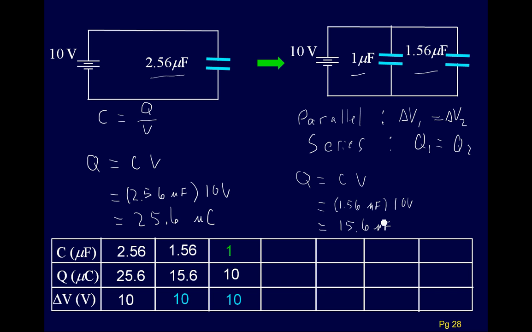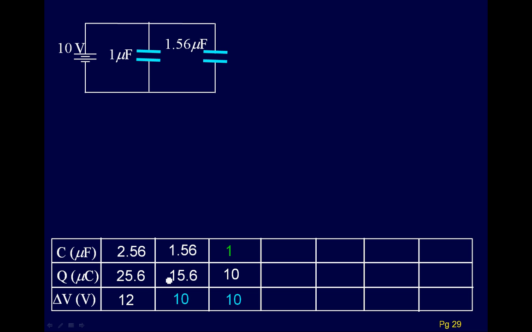Now one thing that's really important is you can check yourself here. If you look at these two charges, the charges aren't the same, but if I add up the two charges, it should equal the charge that was on the original one. So you can always go through and check yourself, make sure you didn't make a mistake, which is nice. So now we've got this part, and that's just where we left off.